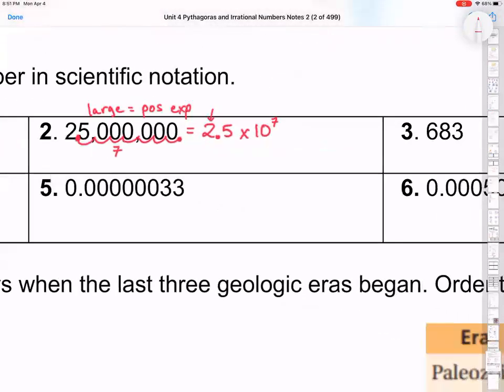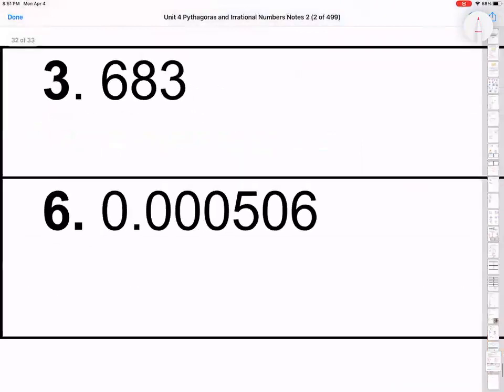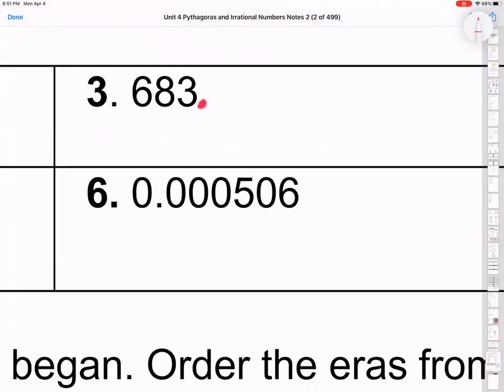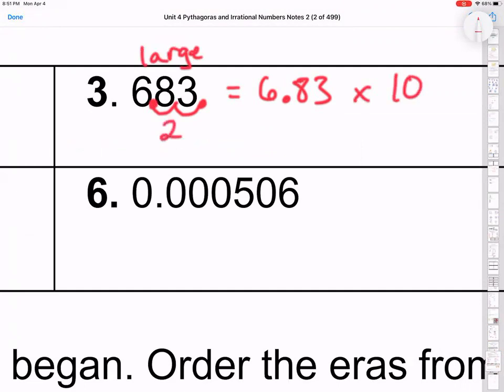For number 3, we have 683. Again, our decimal is here at the end, and we need our value not at 683, but between 1 and 10. So it looks like we're going to have to move this decimal over 1. That would be 68. That's not between 1 and 10 yet. But if I move it over one more time, at 6.83, my number is now in between 1 and 10. Times 10. And again, we began with a large number, so we know we're going to get a positive exponent. And it looks like we moved it over twice, so we end up with a positive 2 there.